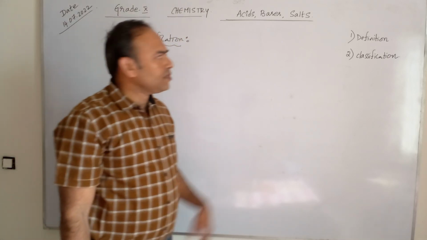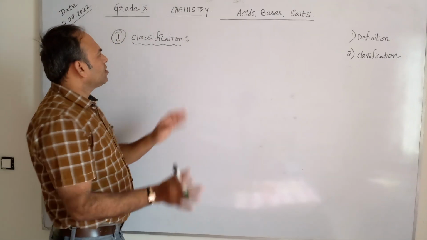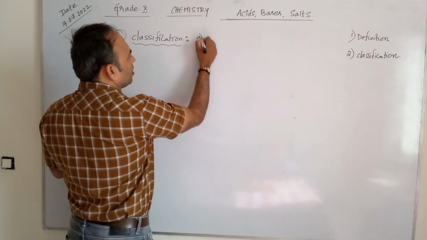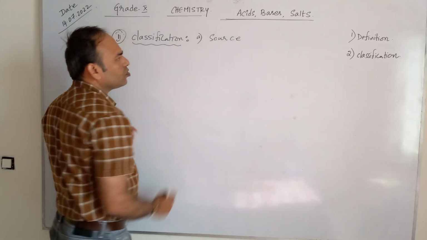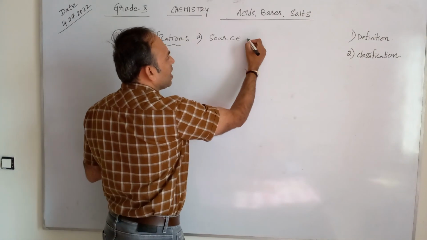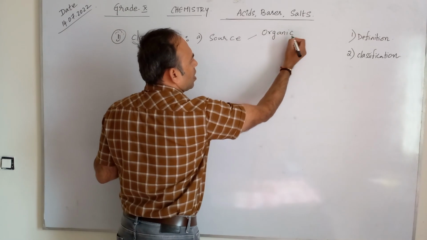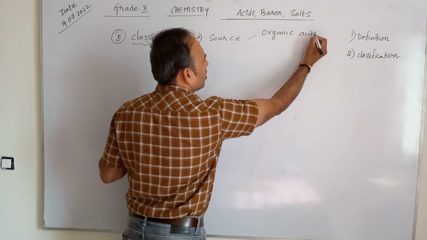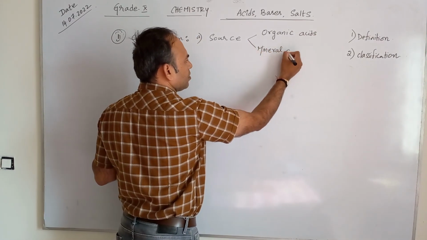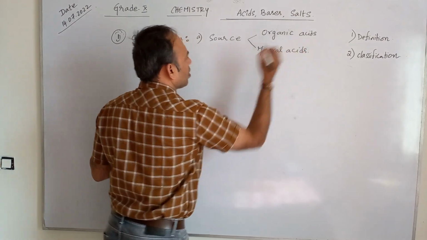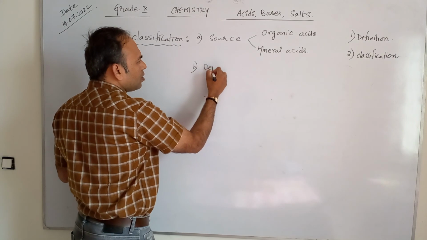See, classification means, let us take acids. How to classify them? On various methods. First one, that is nothing but based on the source, you can classify acids as organic acids, and second one is mineral acids.